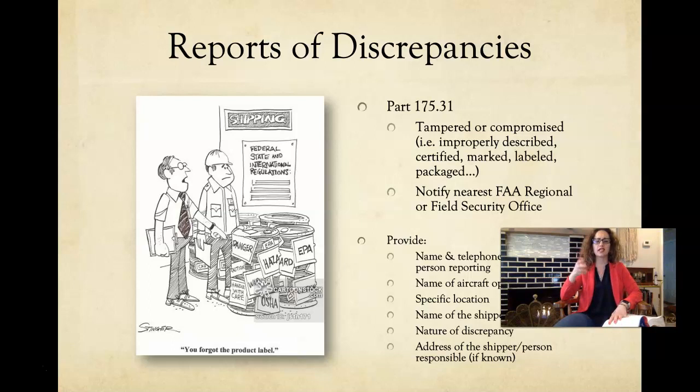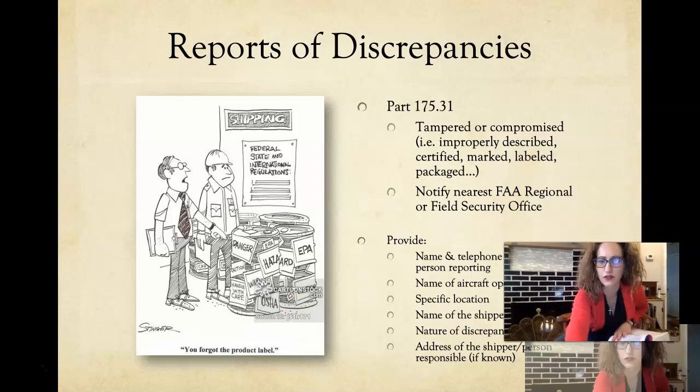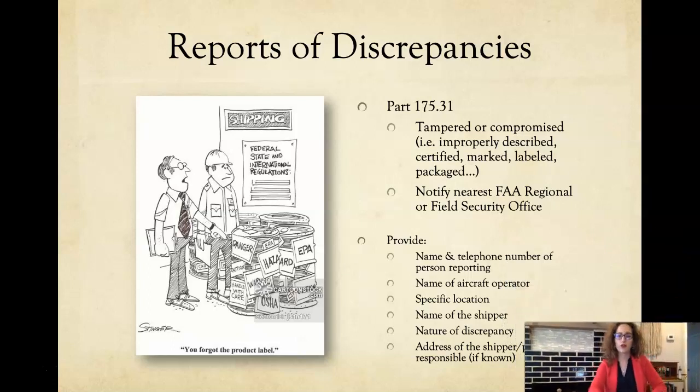The question on the test is going to ask if there is a discrepancy on a package or hazardous material, what's the process? And it is to notify the nearest FAA office. That's the process. Pretty straightforward, right? This is a really easy regulation. Like Part 175 is really straightforward and, to be honest, quite boring.